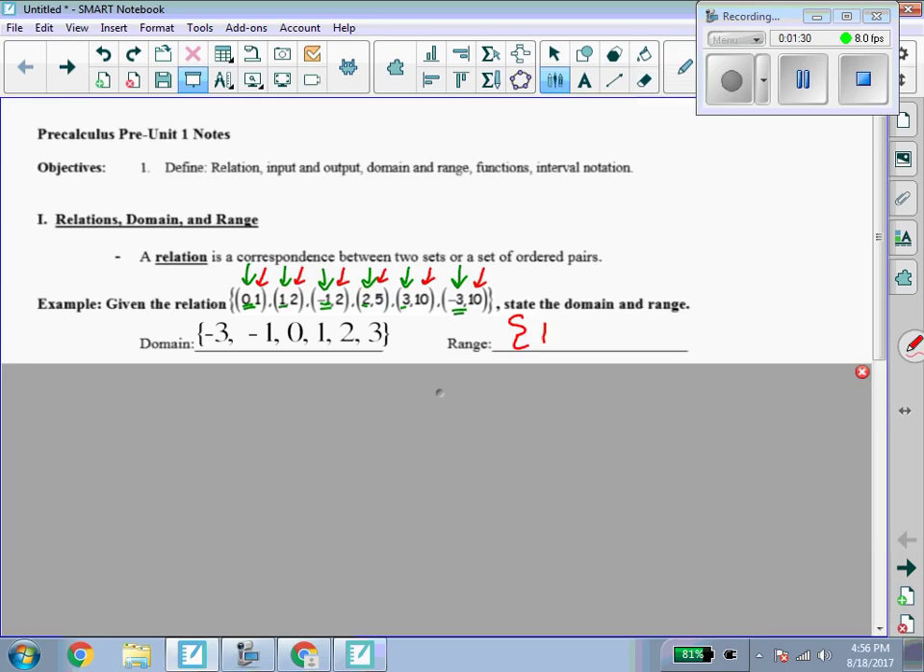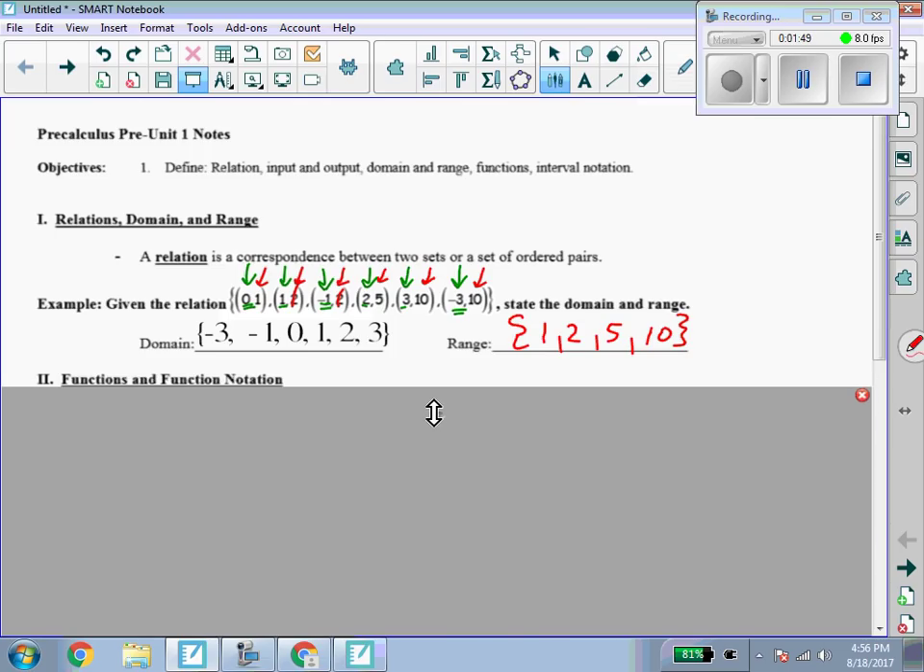So I start using 1. Then the next number would be 2. And notice I have a 2 here and I have a 2 here, but we only need to write it once. We don't need to write it twice in our set. And then 5 and 10. So that would be the range of our function.